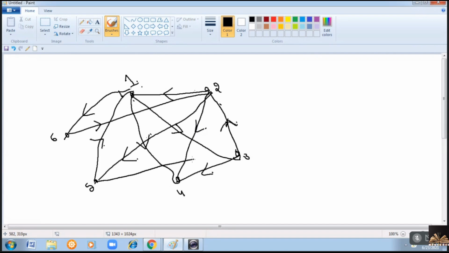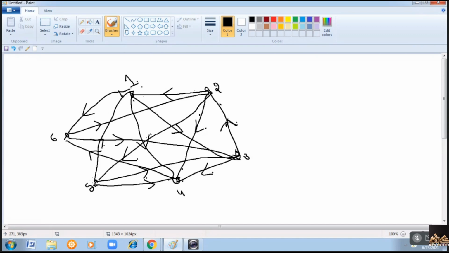And 3 played with 5. Assume that 5 won the game. Now 3 to 6. Assume that 6 has won the game. Right? Now coming to 4. 4 has played with 1, 2, 3. Right? Now 4 to 5. Assume that 5 won the game. 4 to 6. Assume that 4 won the game.